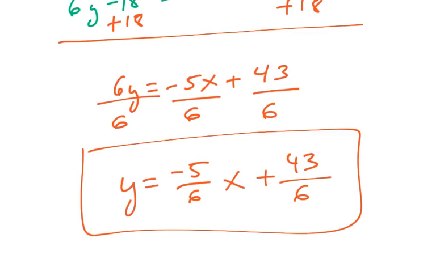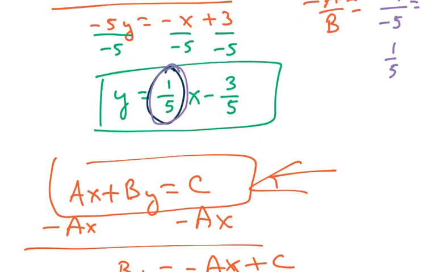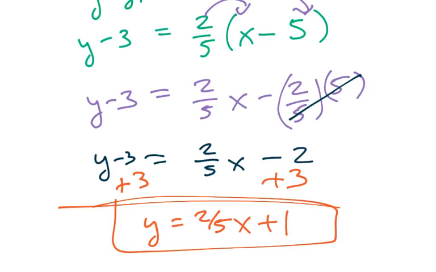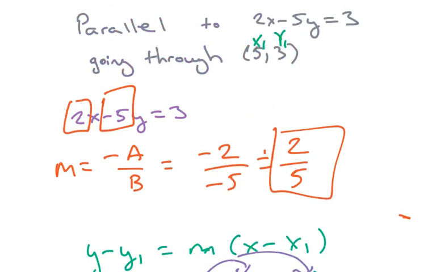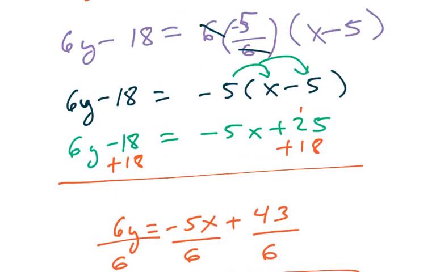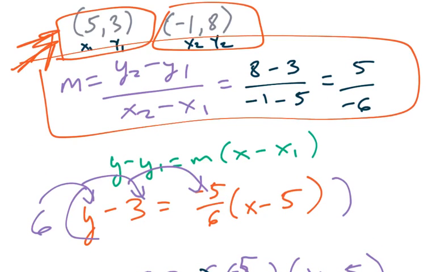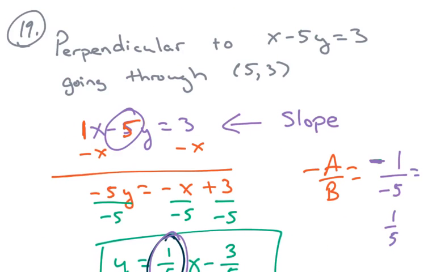And there's my equation. So the goal here is to remember that perpendicular lines have opposite reciprocal slopes. Parallel lines have equal slopes. If I give you the slope equation, or 2 points, I can use the slope formula to find the slope. And there you have it. So hopefully that makes sense, and I'll see you on the next video.